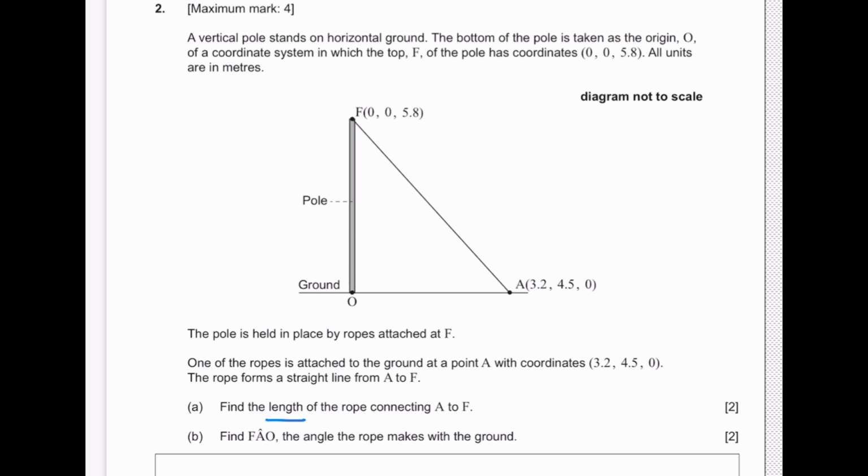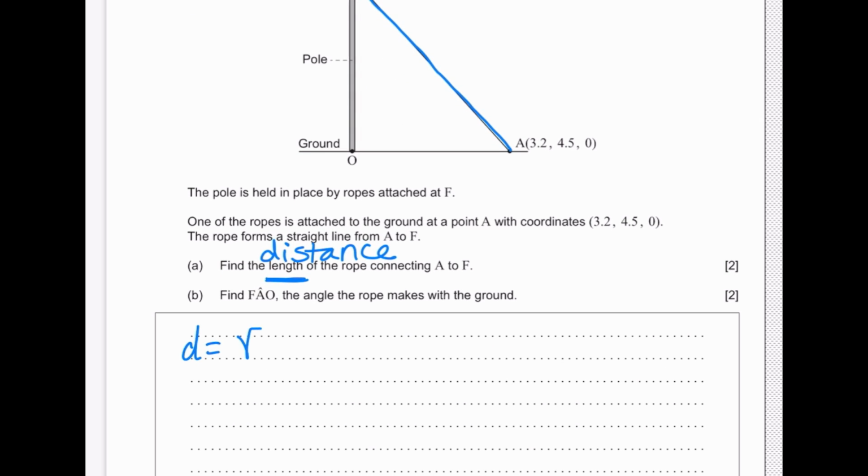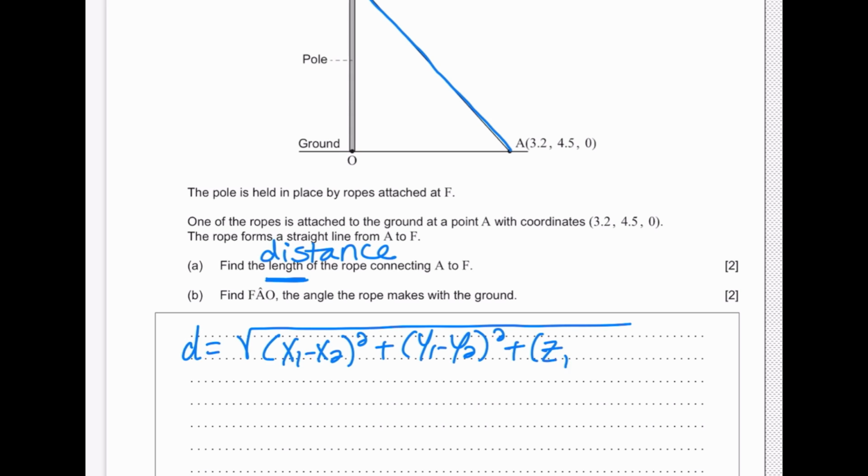When they say length and they give you coordinates, then you know that you're going to have to find this by using the distance formula. So length is associated with the distance formula. In this case, notice that you have 3 values. You don't have 2 values like in an ordered pair. So what you have to do is find the formula in your formula packet. It's going to tell you that the distance is equal to the square root of x1 minus x2 squared plus y1 minus y2 squared plus z1 minus z2 squared.